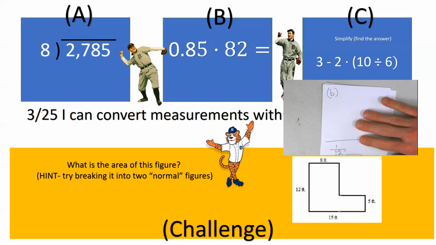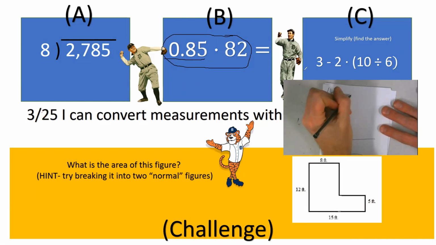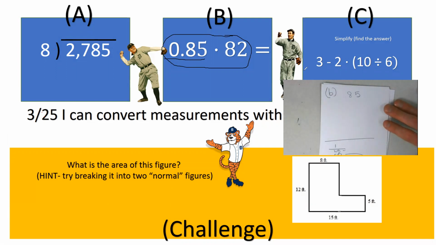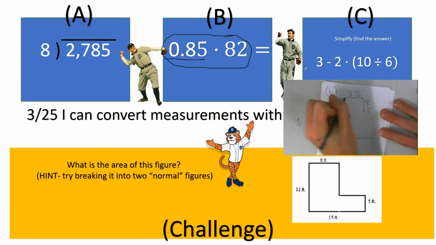Let's go to B. Ooh, we're multiplying by decimals, though. Whenever you multiply by decimals, remember, kind of ignore the decimals and treat them as whole numbers. If the decimal's not there, it would be a beautiful number, 0.85, which is pronounced 85. And then there's no decimal on the right anyway, so it's 82 times 85.